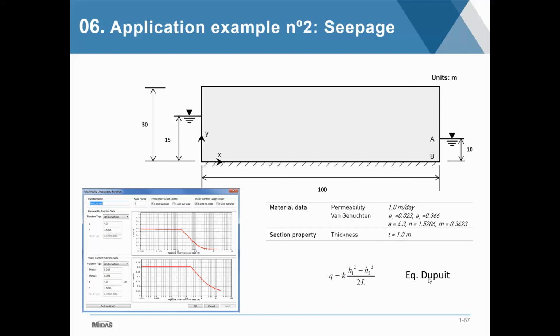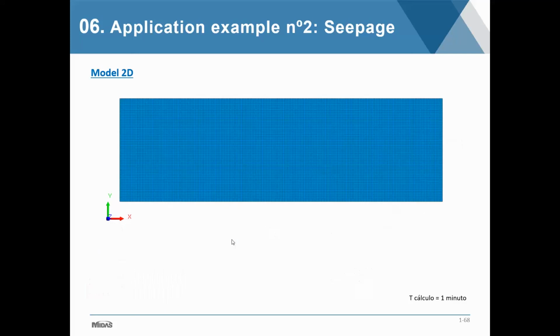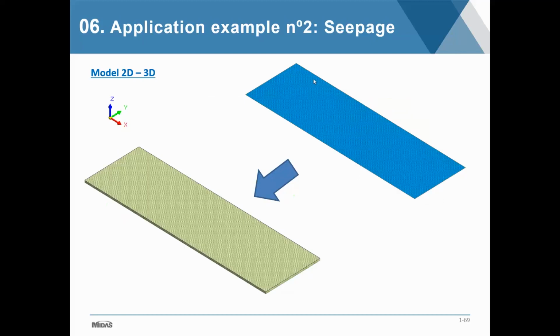So using this equation, we can estimate what the quantity of flow should be across the model, given the permeability function data assigned to the material shown here. It's actually very simple. In Midas, we ran it as a 2D model, and it took 1 minute. And in order to export it to FLAC3D, we just had to extrude a unit thickness. We extruded it by 1 meter and created basically a 3D set.